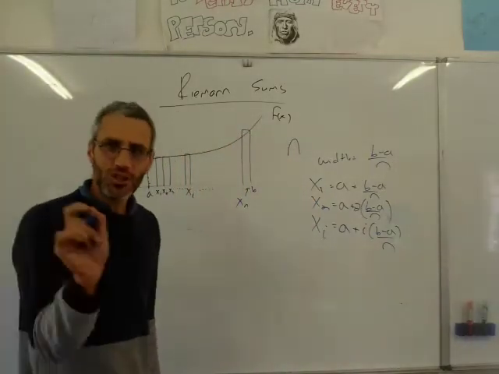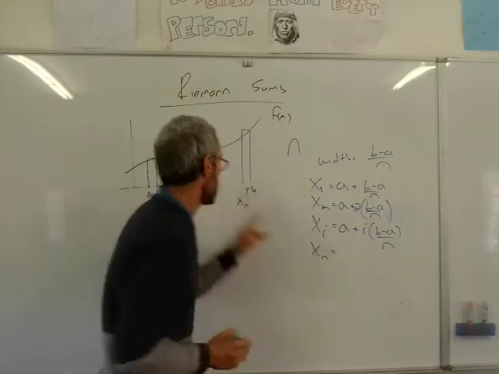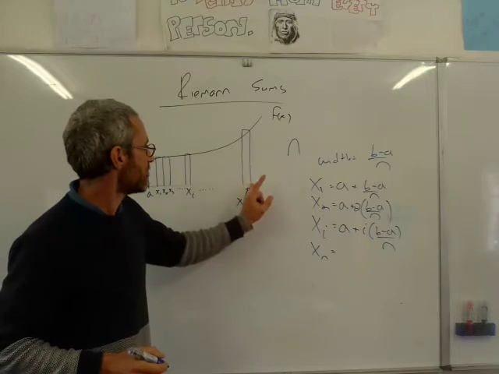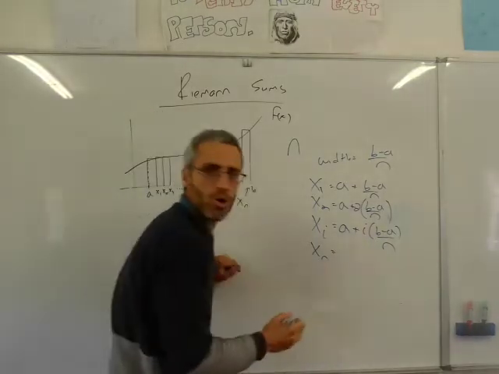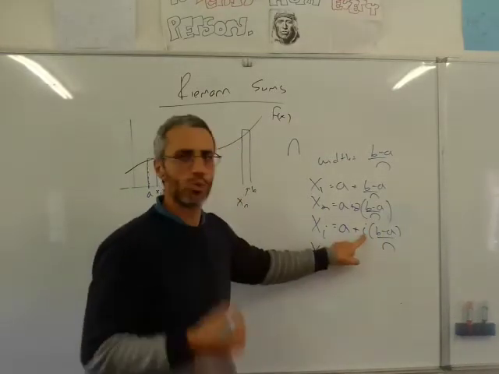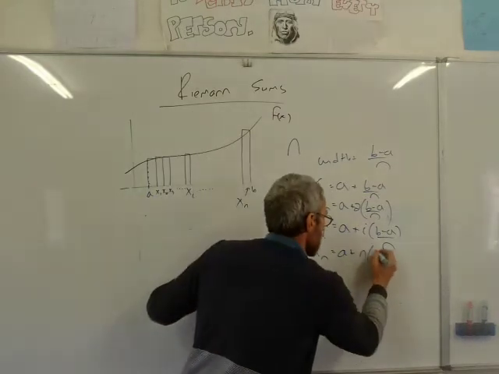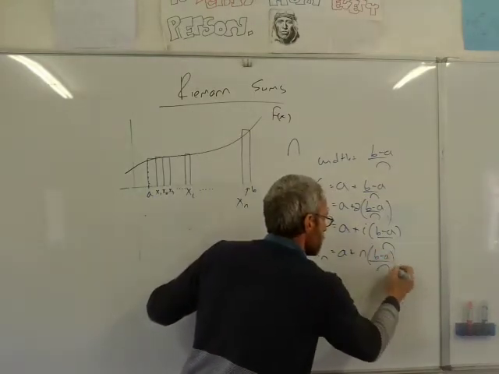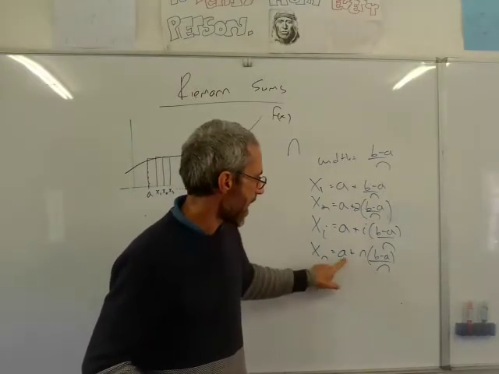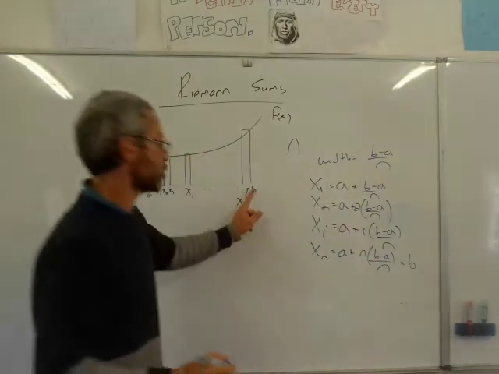Now, just to check that we are right, let's find out what the nth block is. The nth block is the last block. That needs to be equal to b, right? The x over here is equal to b. So let's see if that works. I'm going to use that formula, a plus i. What is i equal to? What's the index? Well, now it's n. So it's going to be n times b minus a over n. But check what happens here. The n's cancel out. So I've got a plus b minus a, which is indeed b, as it should be.